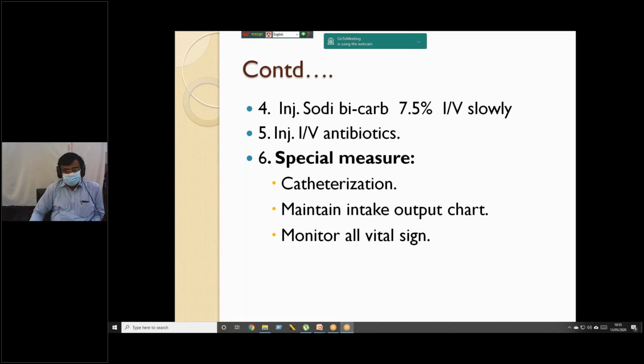So this is all 10 questions, 5 from the GIT system and 5 from the endocrine disease, has been discussed.